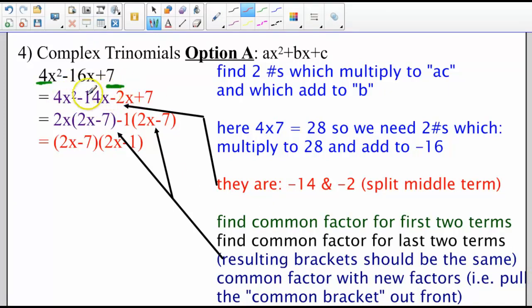So between the first two terms, the common factor is 2x. Factor out the 2x, and I'm left with 2x from here and minus 7. Over here, the only thing that's common is 1 or possibly negative 1. And as a rule, if there is a negative, it's probably going to come out. So the negative 1 is my common factor. 2x minus 7 is what's left.